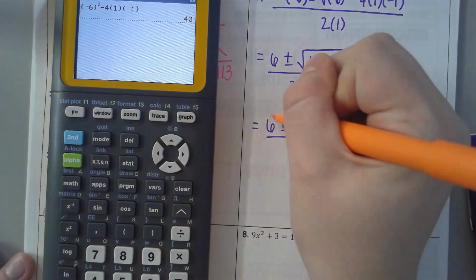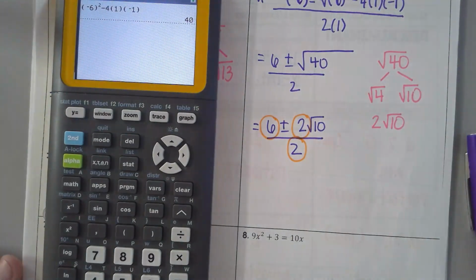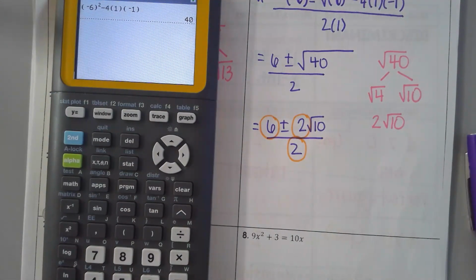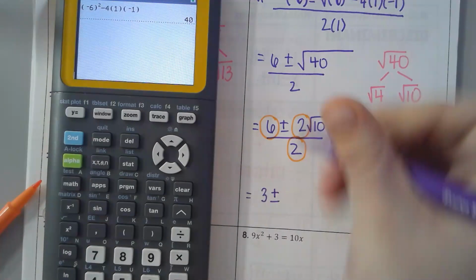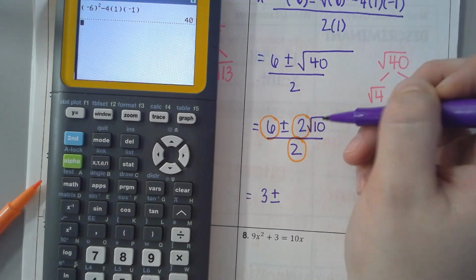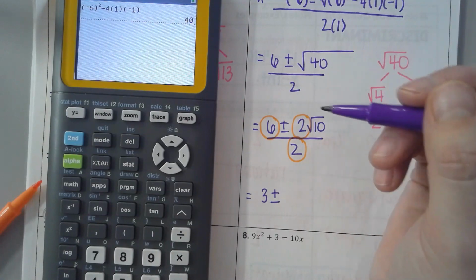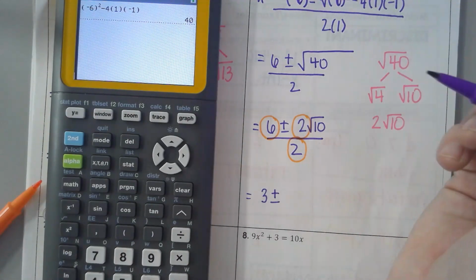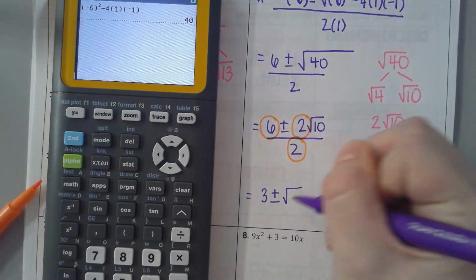And then I look at these 3 numbers. Can I divide them by something? I can divide them by 2. Now, we kind of think of a square root in this sense kind of like a variable. So if you had 1x, do you need to write the 1? Nope. So here I can just put square root of 10.